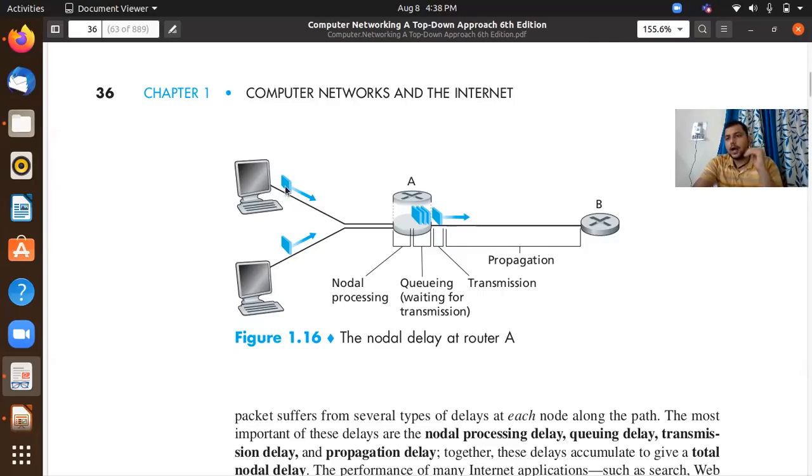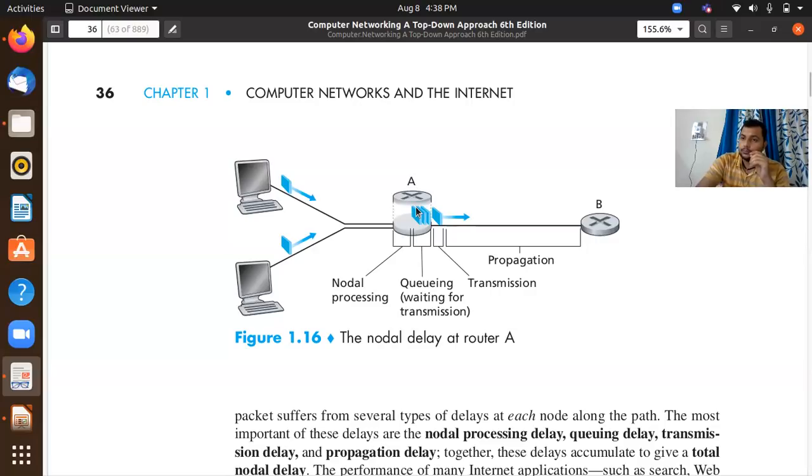Once everything is up on the wire, it will start propagating. Obviously the signal will propagate over the wire, over any medium through which these two nodes are connected. The delay which occurs during propagation is called propagation delay, and that depends on the speed at which it is propagating and obviously the distance. Then once it reaches node A, node A has to process it and figure out where it has to reroute it.